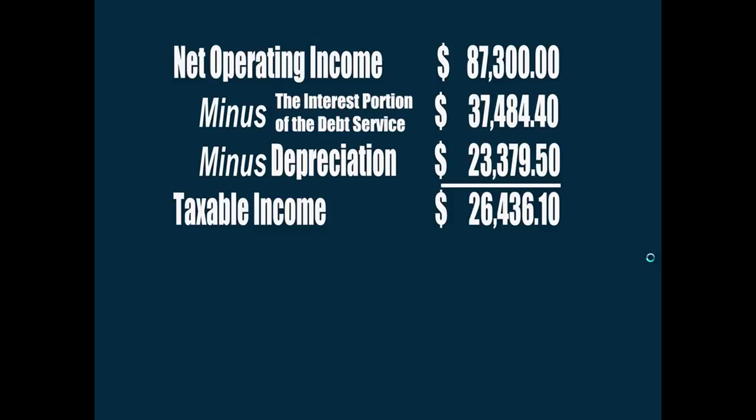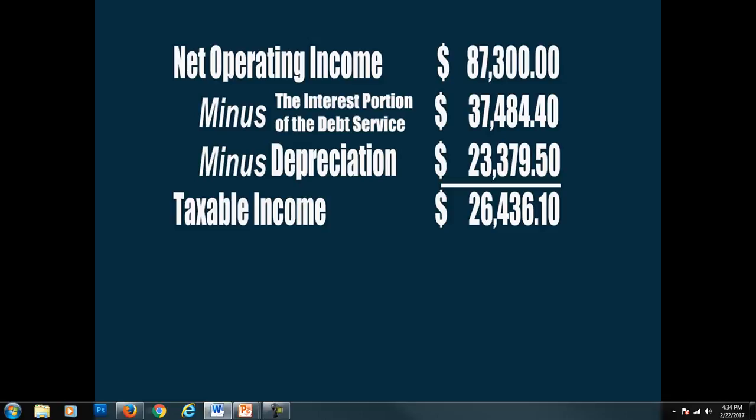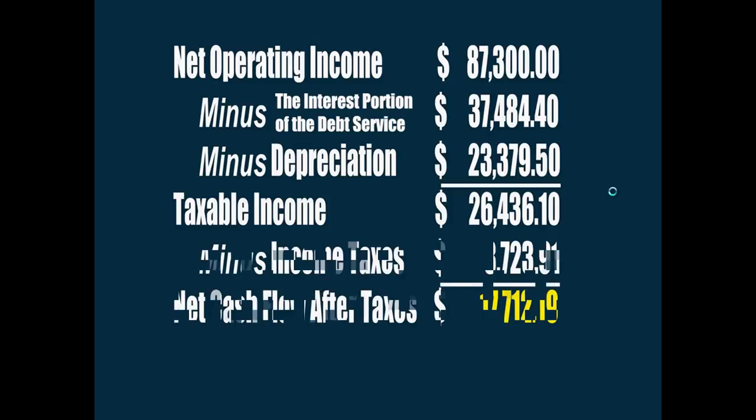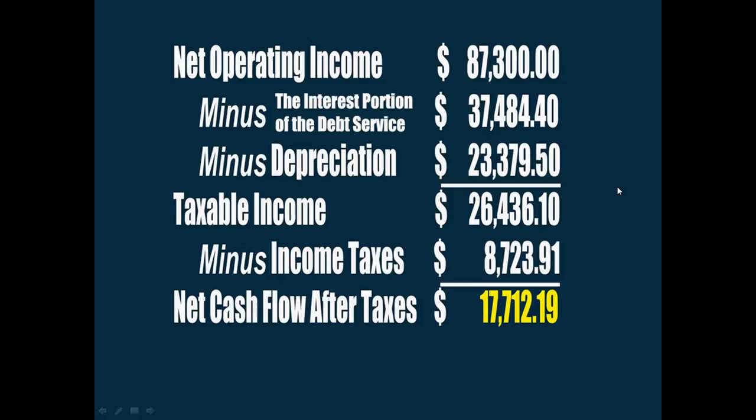So let's go back and take our NOI of $87,300. We're going to deduct this roughly $60,800, and we get a taxable income of $26,436.10. I know that's a little complicated, but how much are we actually going to pay in income taxes off this income of $26,400? Well, that really depends on your tax bracket. But if we'll say you're in the 33% tax bracket, you have a taxable income of $26,436. You're going to owe the IRS about $8,700.